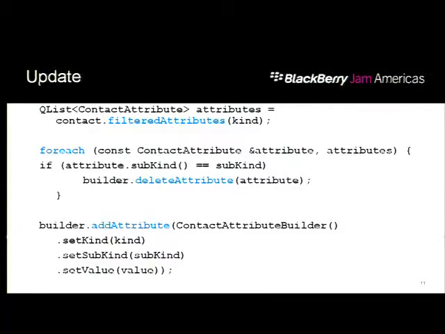So you have to take your attribute. You go through the subkinds of the attribute till you find the one you're trying to update. If it matches, you delete that attribute. Then you have to basically add the stuff back. So you do an add again: builder, add attribute, set the kind, set the subkind, set the value. If you just try and add one that already exists, and you haven't deleted it already, you'll get into trouble. So delete it first.